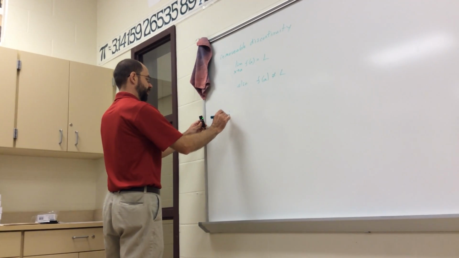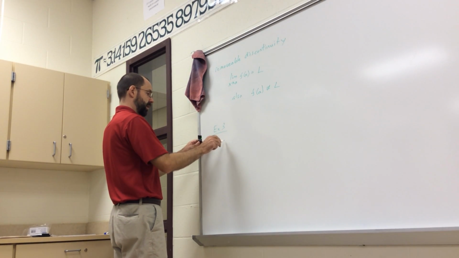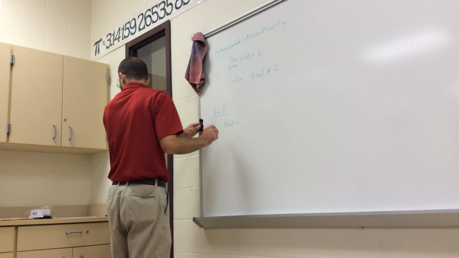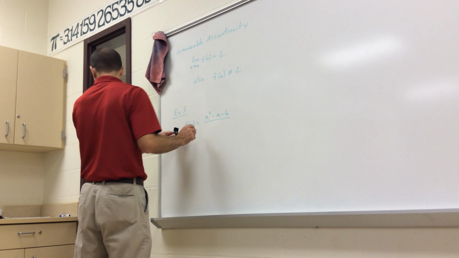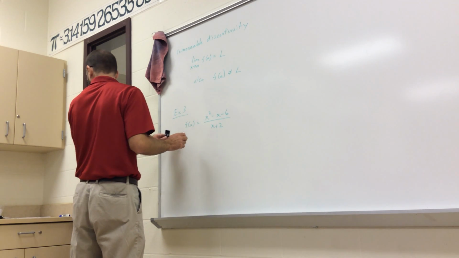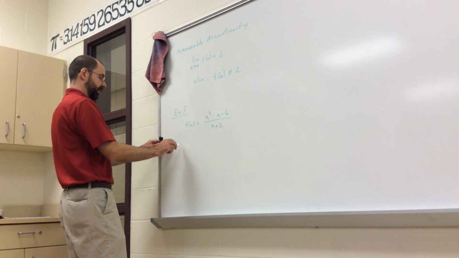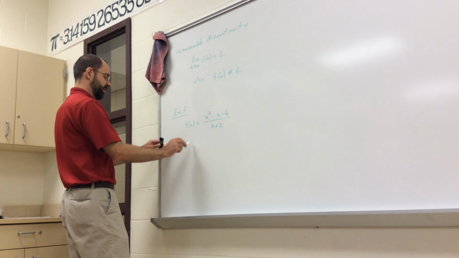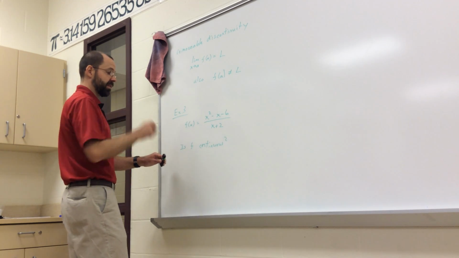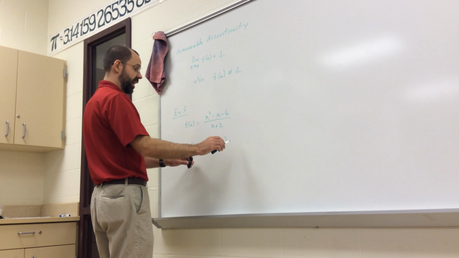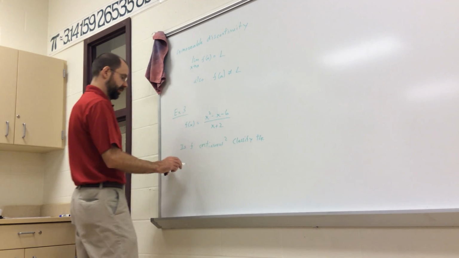So this would be example 3. And our function is going to be f of x equals x squared minus x minus 6 all over x plus 2. And the question is: is f continuous? And if it's not, classify the type of discontinuity.